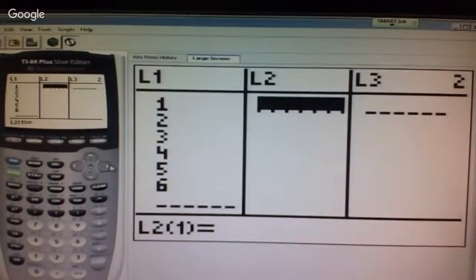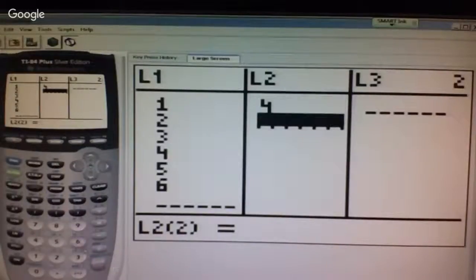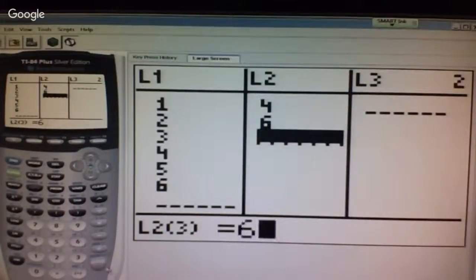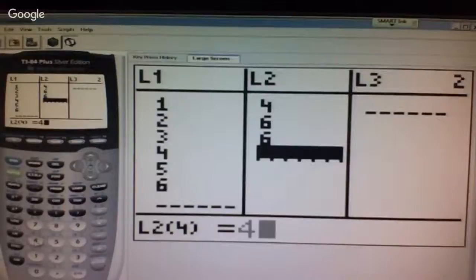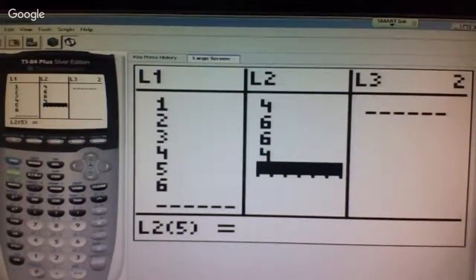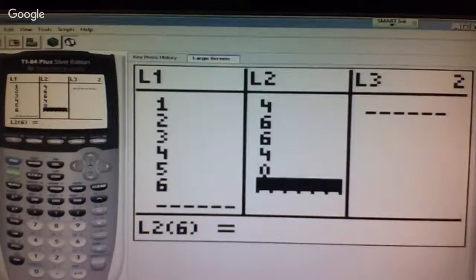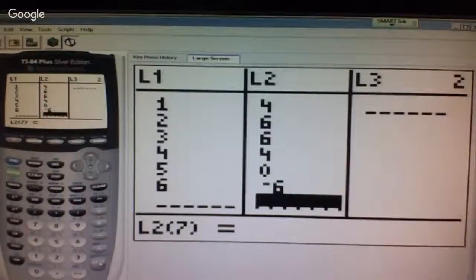Then I want you to scooch on over and hit right and go over to list 2. In list 2, you're going to put all your y values. 4, 6, 6, 4, 0, and -6. Please make sure you put a negative 6 and not a subtraction 6.